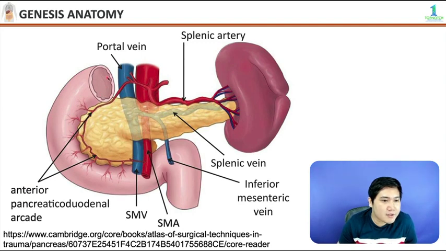So this is the first part. This is the second part, curved around the head of the pancreas. The third part is the horizontal part. It is crossed by the superior mesenteric vessels. Here, we have the ligament of Treitz. So this is the ascending part.